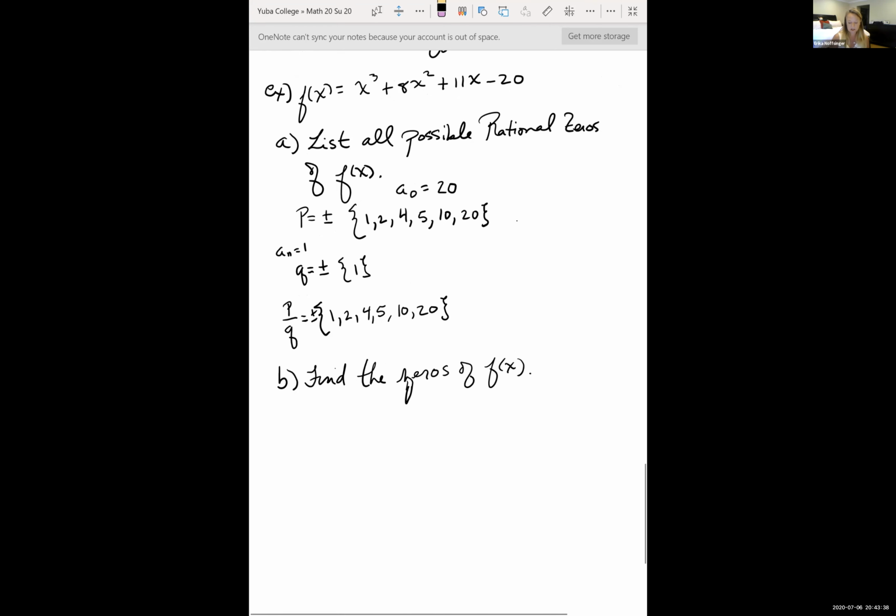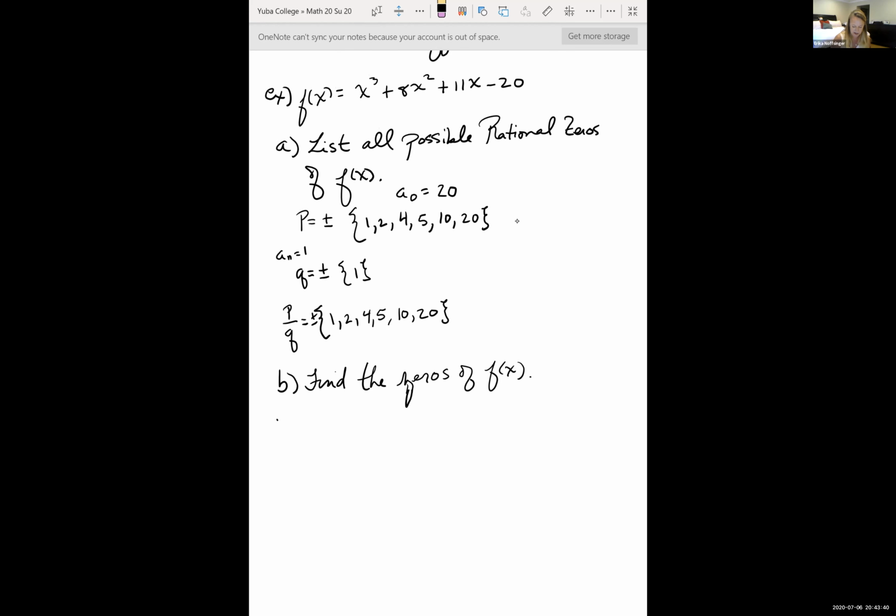Okay, so I'm just going to start using synthetic division, and I'm going to test it and see, or you can plug that number in for x to see if you get back 0. I'm going to list my coefficients in descending order of powers. It looks like I don't have a term with a degree missing. So my coefficients are 1, 8, 11, and negative 20. And I'm going to first test 1.